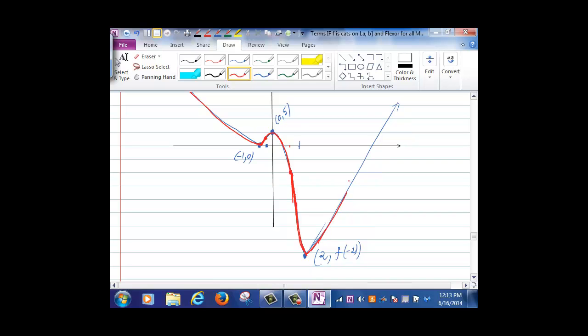Am I making sense? Does everybody see that? Okay, so this is 1.2, and this is negative 0.54. Between those 2 points, it's concave down, and then after that, it's concave up again. Is everybody clear on the graph? All right.